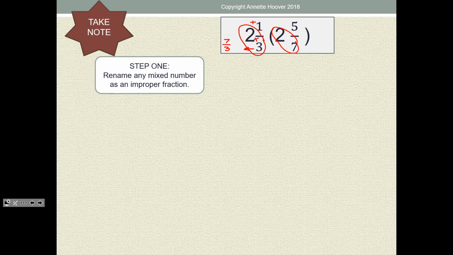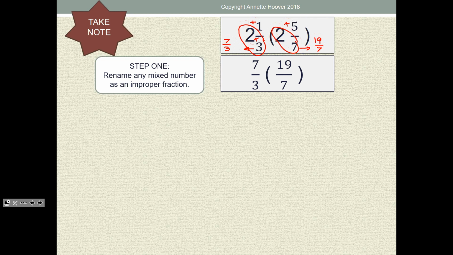7 times 2 is 14. Plus 5 is 19. We keep the denominator, and that would be 7. So we have 7/3 times 19 sevenths.